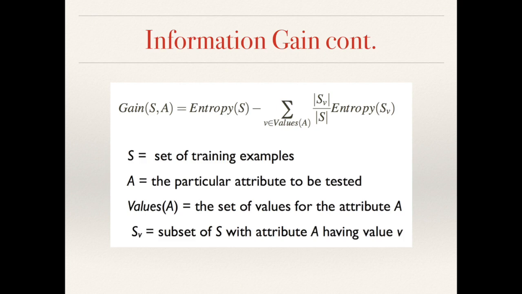If the original set of training examples is S, and we split S into different subsets, we call them S subscript V, where V belongs to the values of a certain attribute. We first calculate the proportion of such a subset in the original set and use this proportion to weight the entropy of the subgroup, a subset of samples of S, S subscript V.